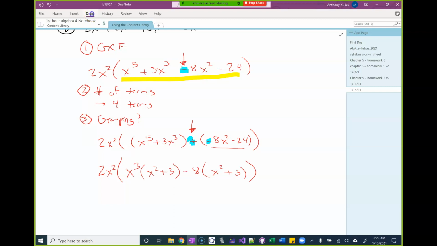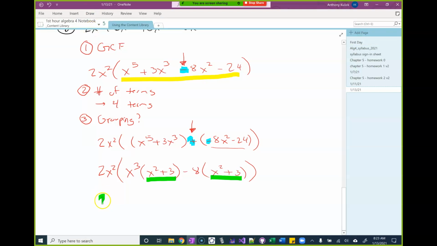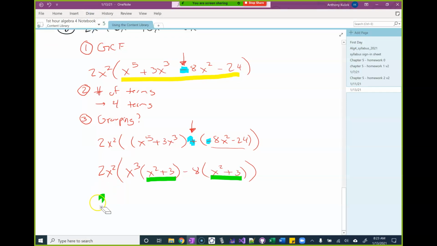Now, at this point, I can tell whether this is going to work for factor by grouping by checking these 2 parentheses. They must be identical in order for the factor by grouping to work, which is the case here. Everybody see that? Okay, so I still have my greatest common factor out front, and I'm left with x cubed minus 8.